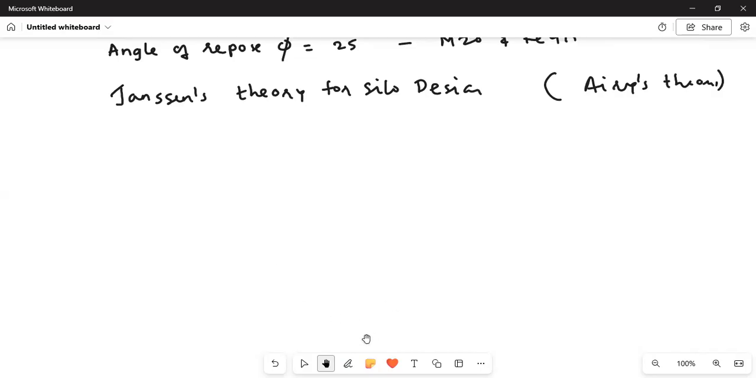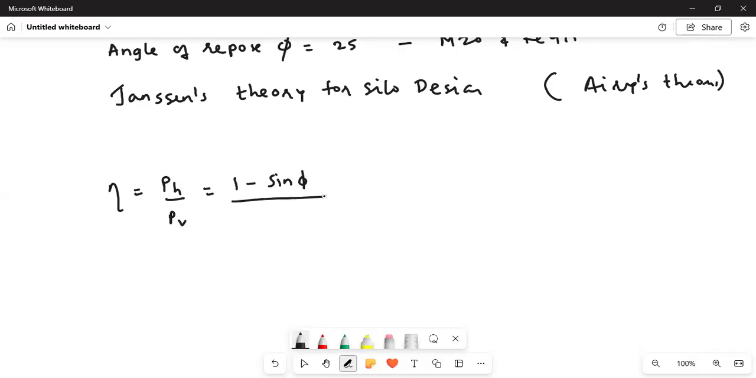Okay. Now, the pressure ratio eta, which is equal to PH divided by P, can also be written in terms of trigonometrical function: 1 minus sine phi divided by 1 plus sine phi, which equals 0.4. Okay.